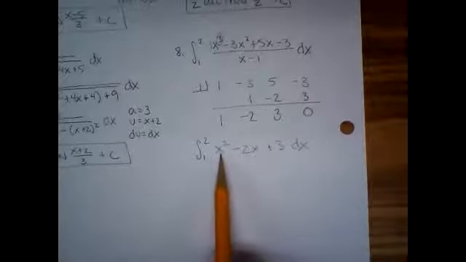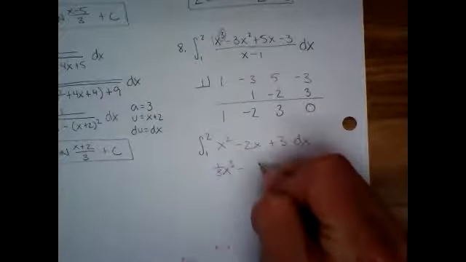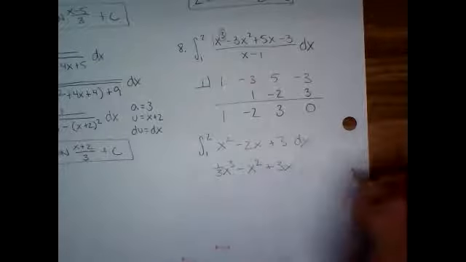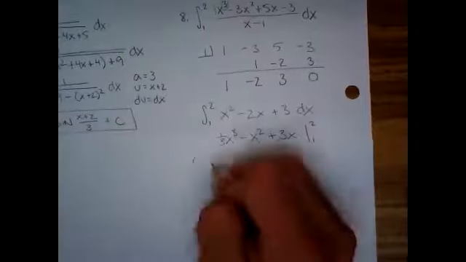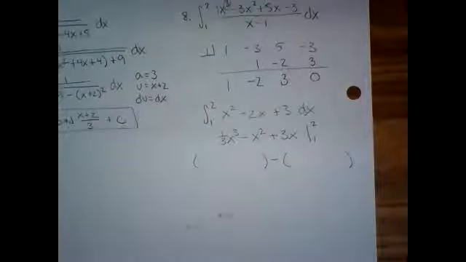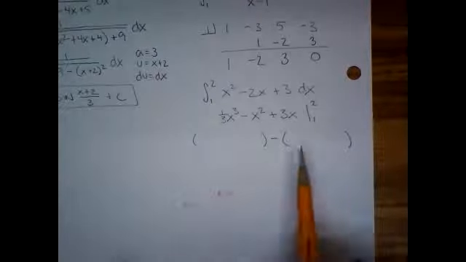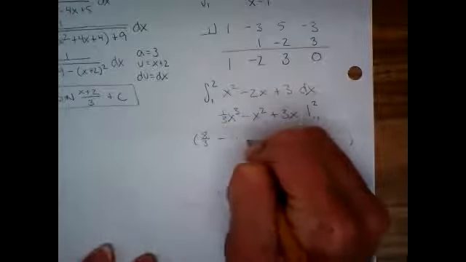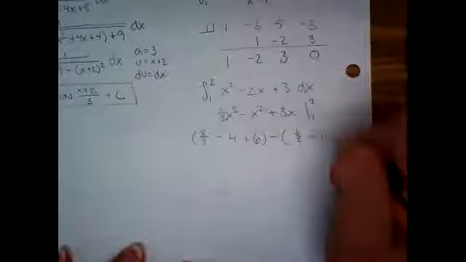So what is your antiderivative going to be? 1/3 x cubed minus x squared plus 3x, evaluated from 1 to 2, and we're going to do upper boundary minus lower boundary. So plugging in the 2, 2 cubed is 8, so that'll be 8/3 minus 4 plus 6. And then lower boundary, if you plug in 1, you would have 1/3 minus 1 plus 3.